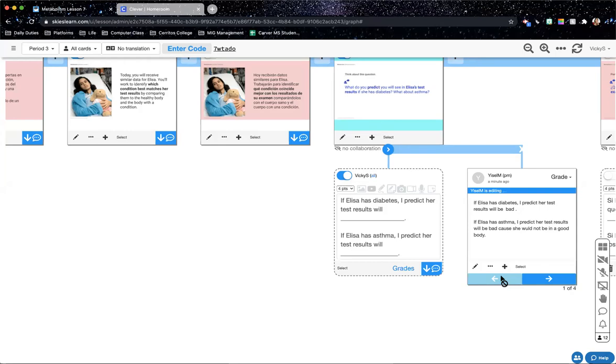You guys have one more minute? One more minute. So right now we're just predicting. If she has diabetes, I predict her test results will have less glucose molecules. And if she has asthma, I predict that her test results will have less oxygen molecule, right? You don't have to explain why, but you can just put that. But if you want to explain why, it will help you out in the cards further on. So it's really good to have that concept in your mind because less glucose. Less?